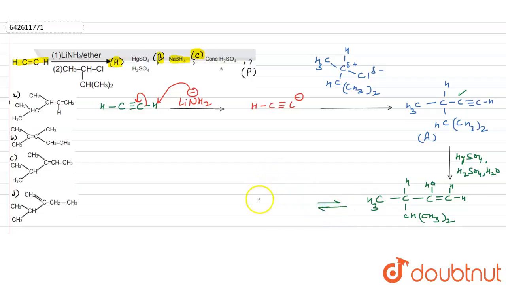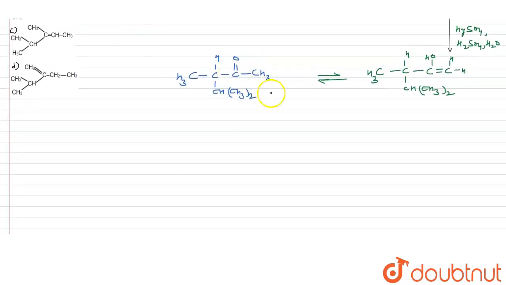Here this enol form is converted into the keto form. Now the keto form will look like this: this is our CH3, this is CH, this is CH3 whole twice, and this becomes the keto form, and this becomes our CH3. This is our product B.